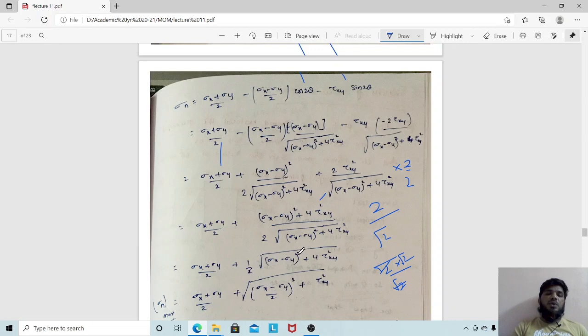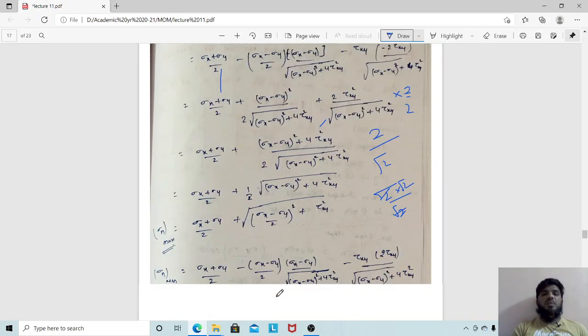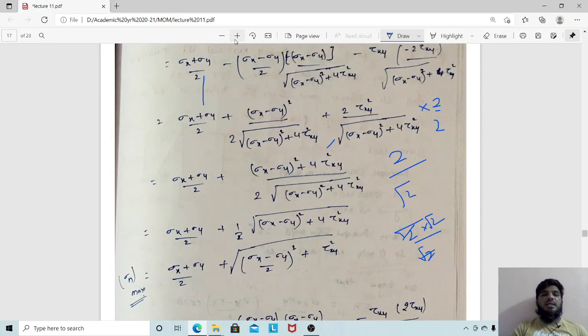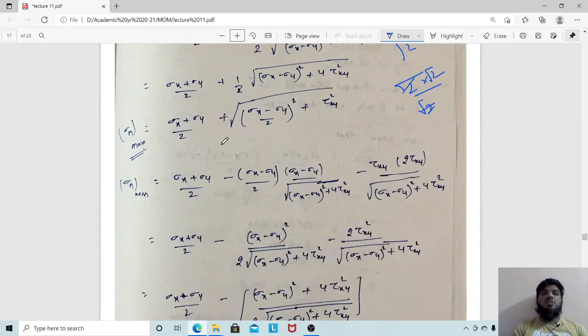That 4 is nothing but 2 square, you can write. Whole square it will become. Here it is 4 by 4, so that will cancel each other. This is your sigma x n value. This is one case where you are getting an answer as plus, where you have taken both the stresses in opposite direction. Now case 2.